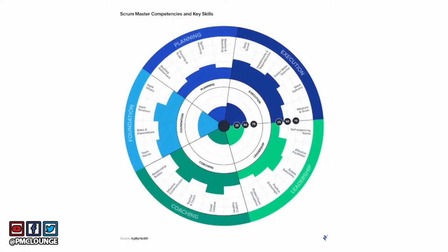The first chart talks about the Scrum Master competencies and key skills. And this chart is very beautiful because it divides the skills into these different areas that you see on your screen right now, right? So first of all, you've got planning. Let's start off with planning. Within planning, you need to have backlog refinement, planning at scale, sprint planning, and metrics and reporting.